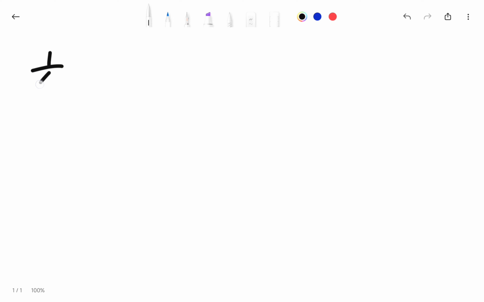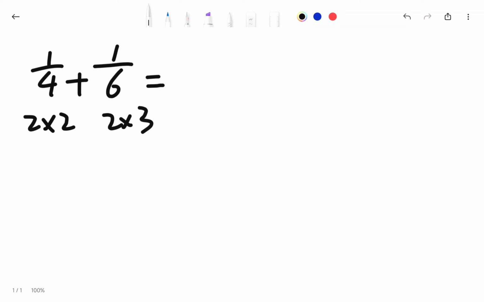Okay, and how about this? When we factorize these two, we have this with 2 as the common factor. And what we do is we multiply all the factors, but only once for the common factor 2. Okay? And this gives us 12.